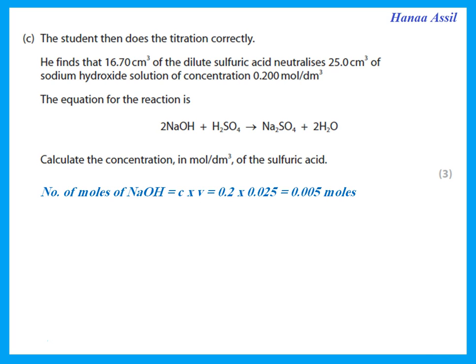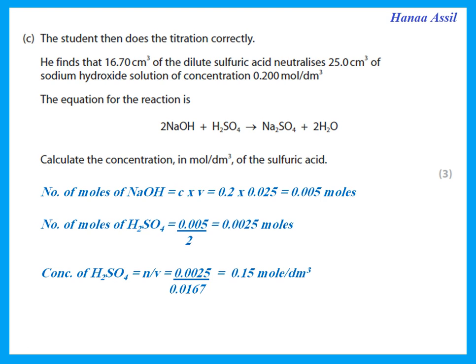So that's the first thing I should do, get the number of moles of sodium hydroxide. This is a solution, so concentration times volume gives the number of moles of sodium hydroxide. Then what he wants is the concentration of sulfuric acid, so I need to relate that from the equation. You can see that 2 moles of sodium hydroxide react with 1 mole of sulfuric acid. That means the number of moles of sulfuric acid will be half of the number of moles of sodium hydroxide.